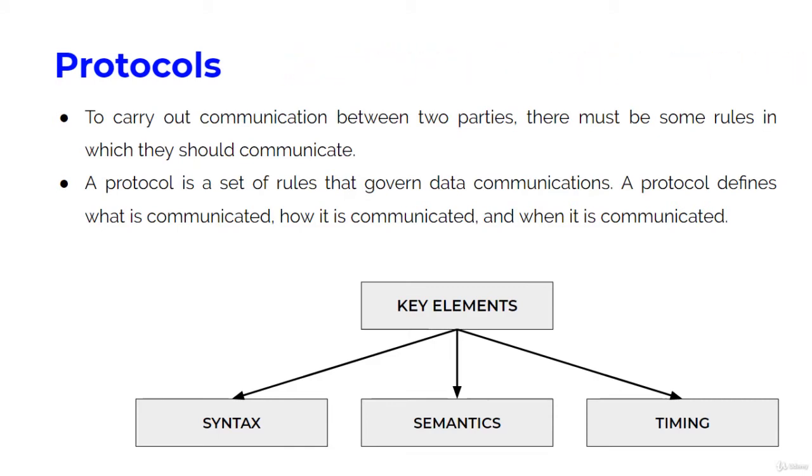For example, when you talk to your friend, if your friend starts talking randomly, you will understand it's gibberish, right? You won't understand what he or she is saying. And therefore, there are grammatical rules, which are protocols for the English language. The three key elements of a protocol are syntax, semantics, and timing. Let's explore these three terms in detail.